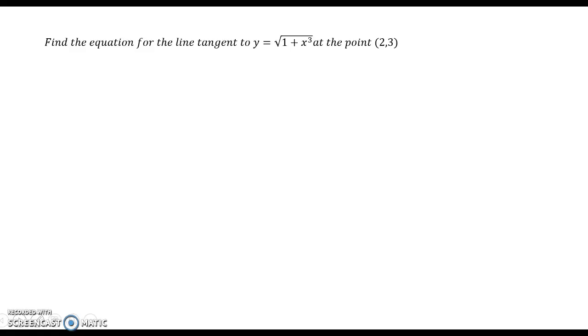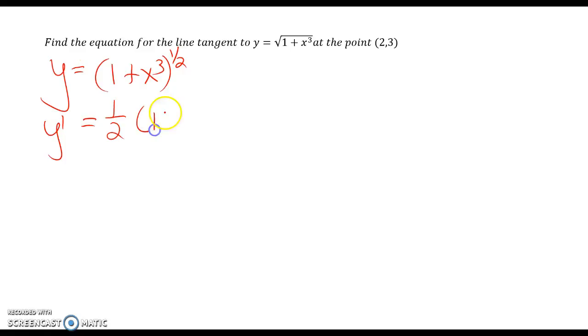Now I like to write this so I can use the power rule. So I'm writing it as (1 plus x cubed) raised to the 1/2, right? Because the square root, if you write it as a rational exponent, is raised to the 1/2. Right, so for y prime, first I do the power rule: 1/2 times (1 plus x cubed) to the negative 1/2, since I subtracted 1 from that. Now I have to multiply by the derivative of the inside, which is 3x squared.